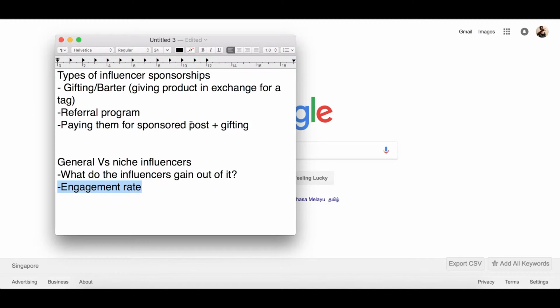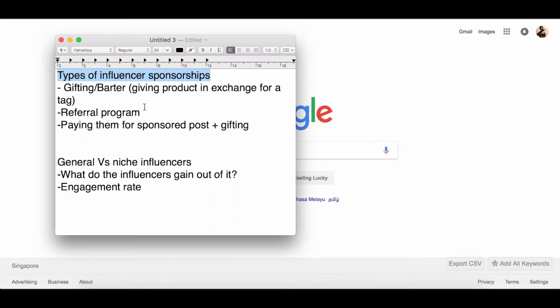Alright, the last thing before we get into it would be understanding the types of influencer sponsorships that you can go into. Generally these are the three. Number one would be gifting, or barter trade. You're giving your influencer a product in exchange for a tag. They can tag your brand, and then they will showcase your product while they are using it, such that you're aligning your brand to them, right?